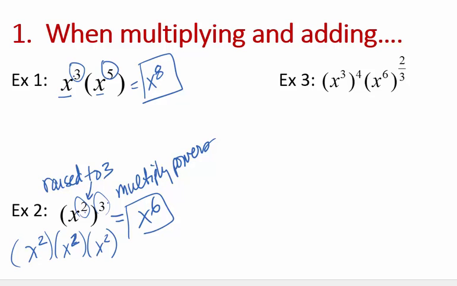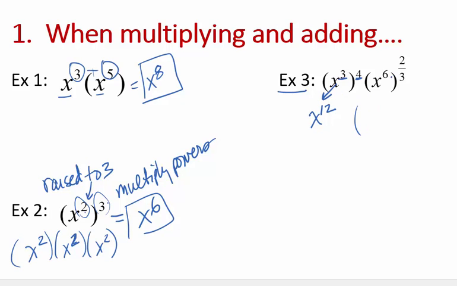Notice on example 1, it was just side by side and we just added them. On example 3, we've got lots of things going on, so we take it in pieces. Here we have x to the 3rd raised to the 4th power, and we said we multiply those, so we get x to the 12th.